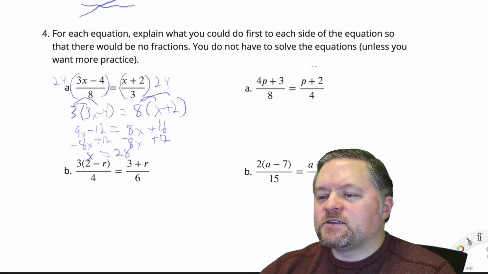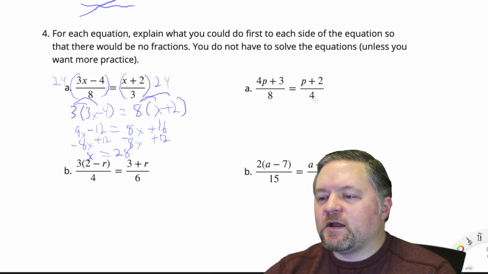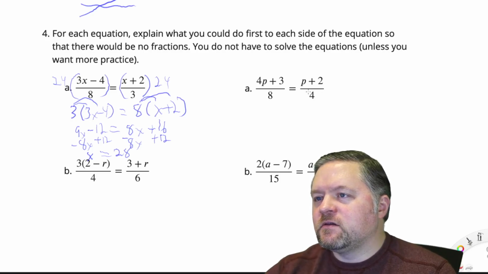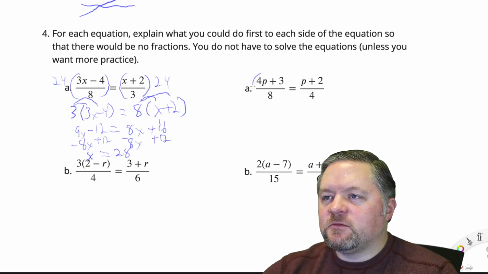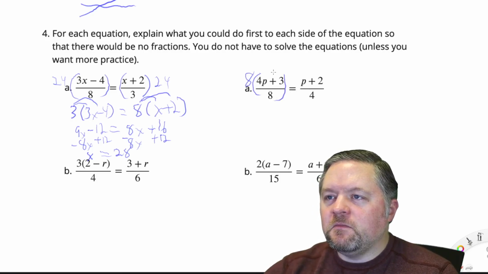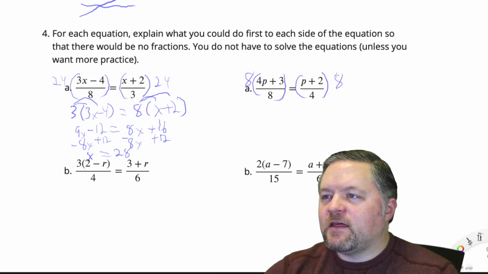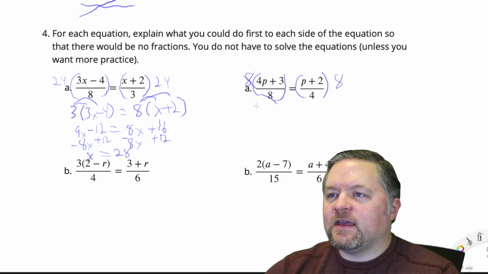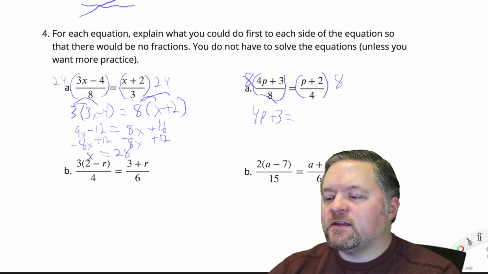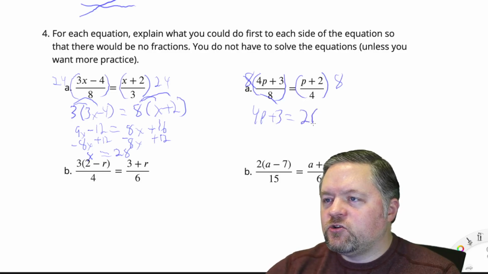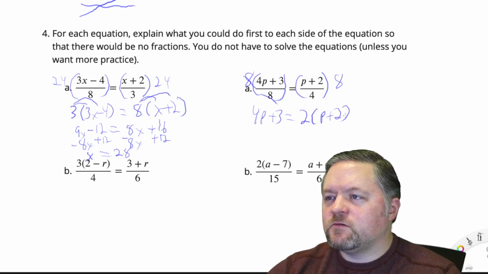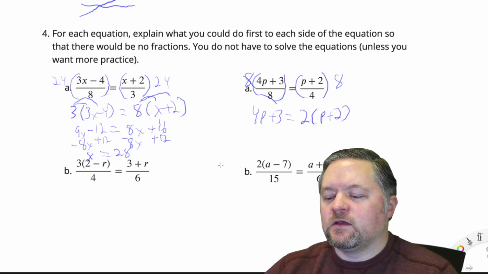Now, what about this next one over here? Well, we'd have to multiply by 8 to get rid of this fraction, multiply by 4 to get rid of that fraction. I'm pretty sure we can just multiply by 8. Multiply that by 8. Multiply that by 8. That 8 and that 8 cancel. We're left with 4p plus 3 equals. On this side, we're multiplying by 8 and then dividing by 4, which is 8 divided by 4 is 2. 2 times p plus 2. Okay.